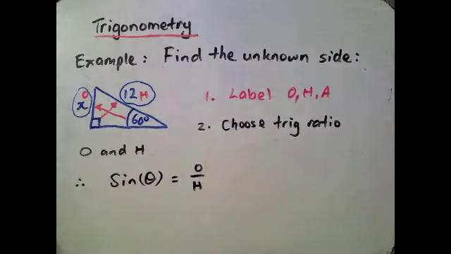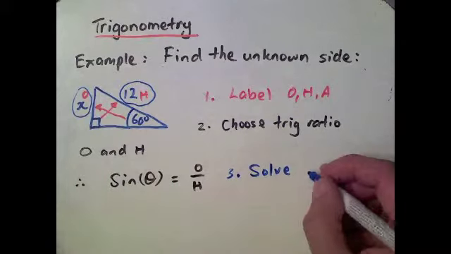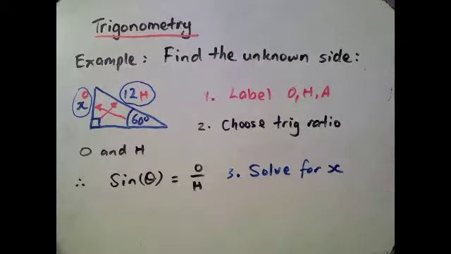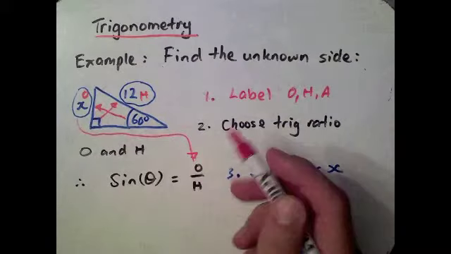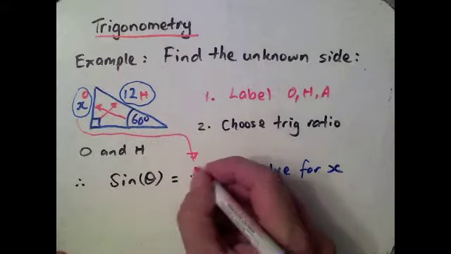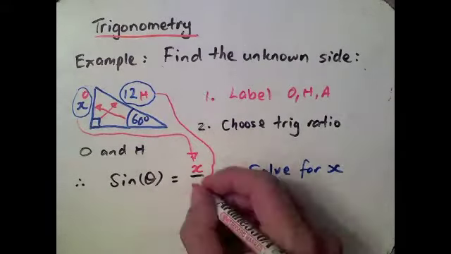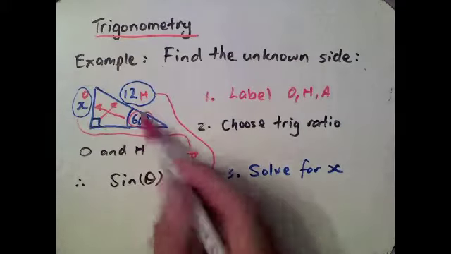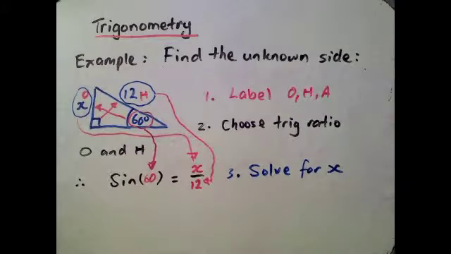Now we need to substitute the correct values in. In order to solve this problem, we've got to be able to substitute those values in and then solve it. So on the O side, we've got x. So let's replace that O with an x. On the H side, we've got 12. So let's replace H with 12. And the angle there is 60. So let's replace our theta with 60.